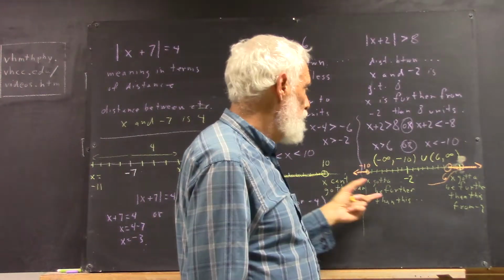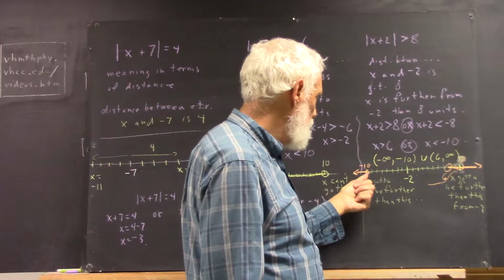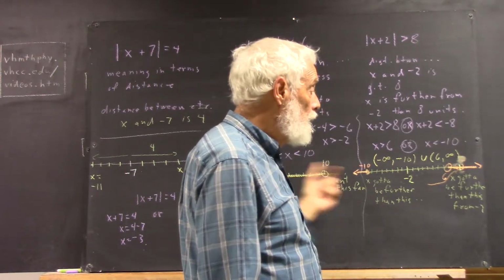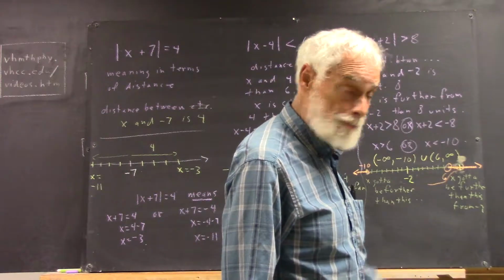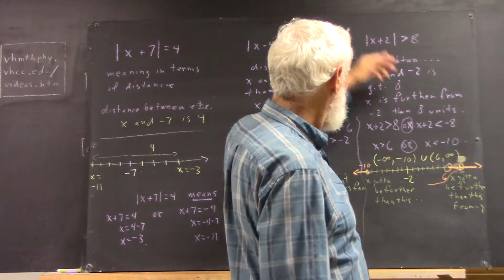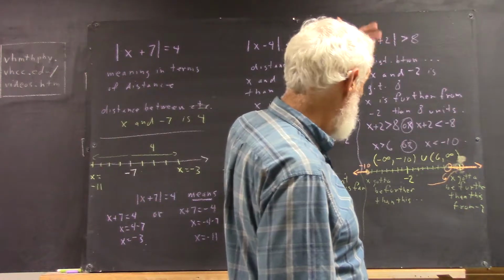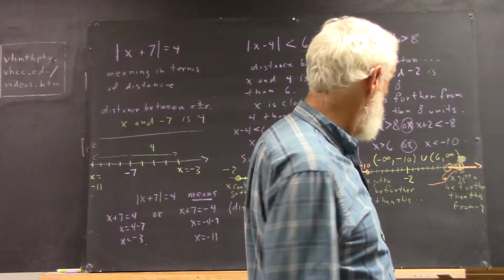If you're on this side of negative 2, you have to be beyond negative 10. If you're on this side of negative 2, you've got to be past 6. And if so, your distance between negative 2 and x is then greater than 8.